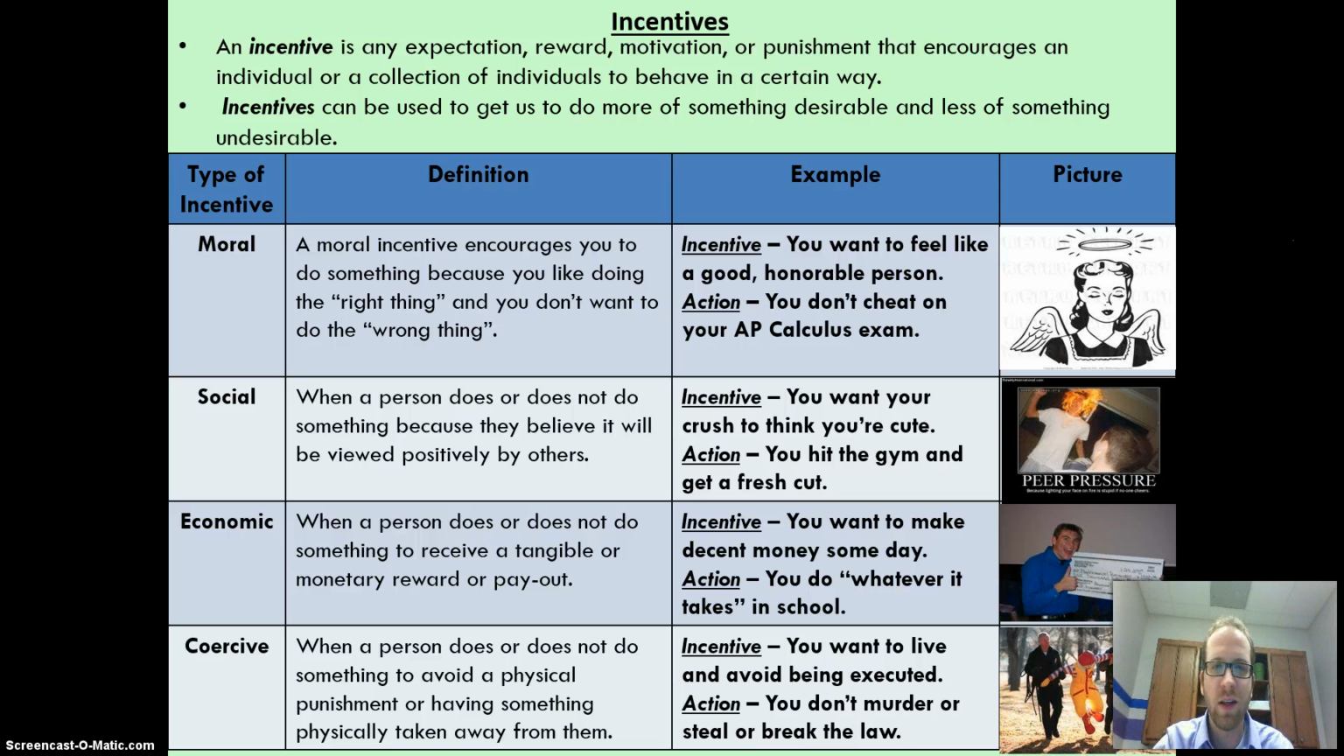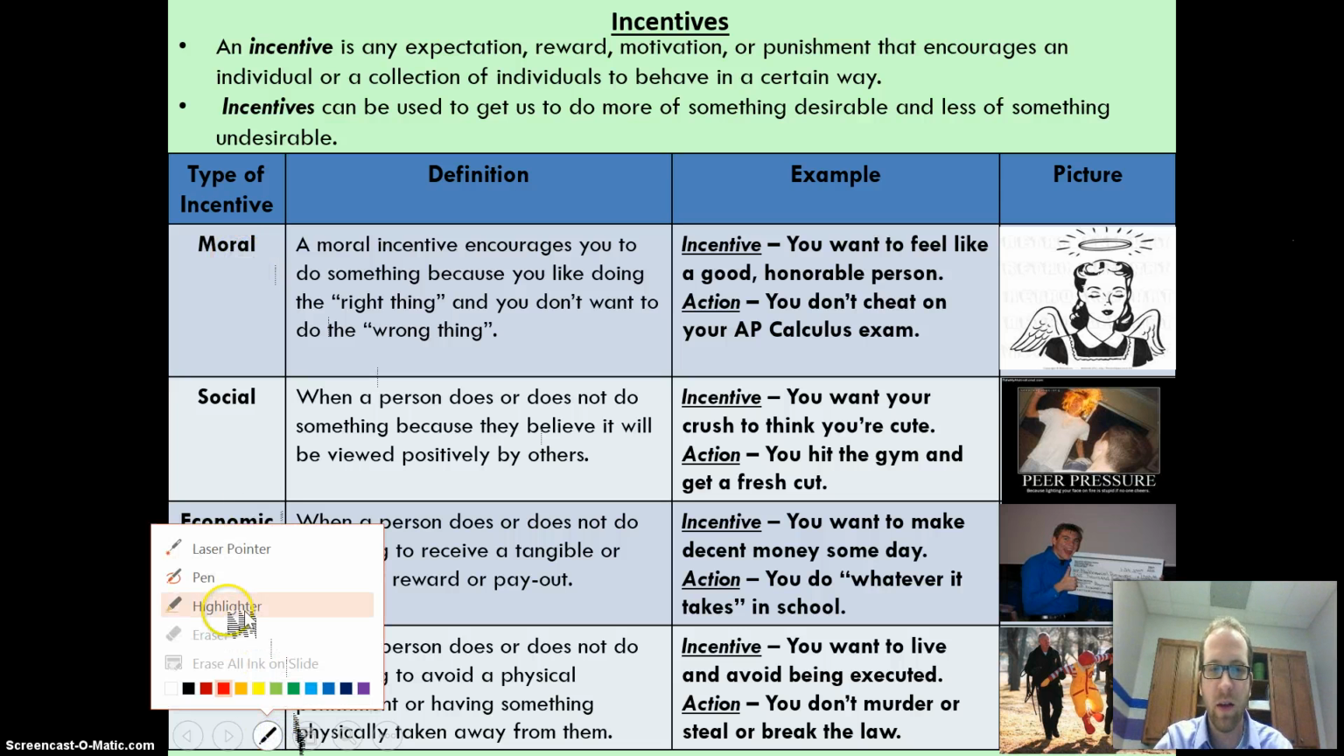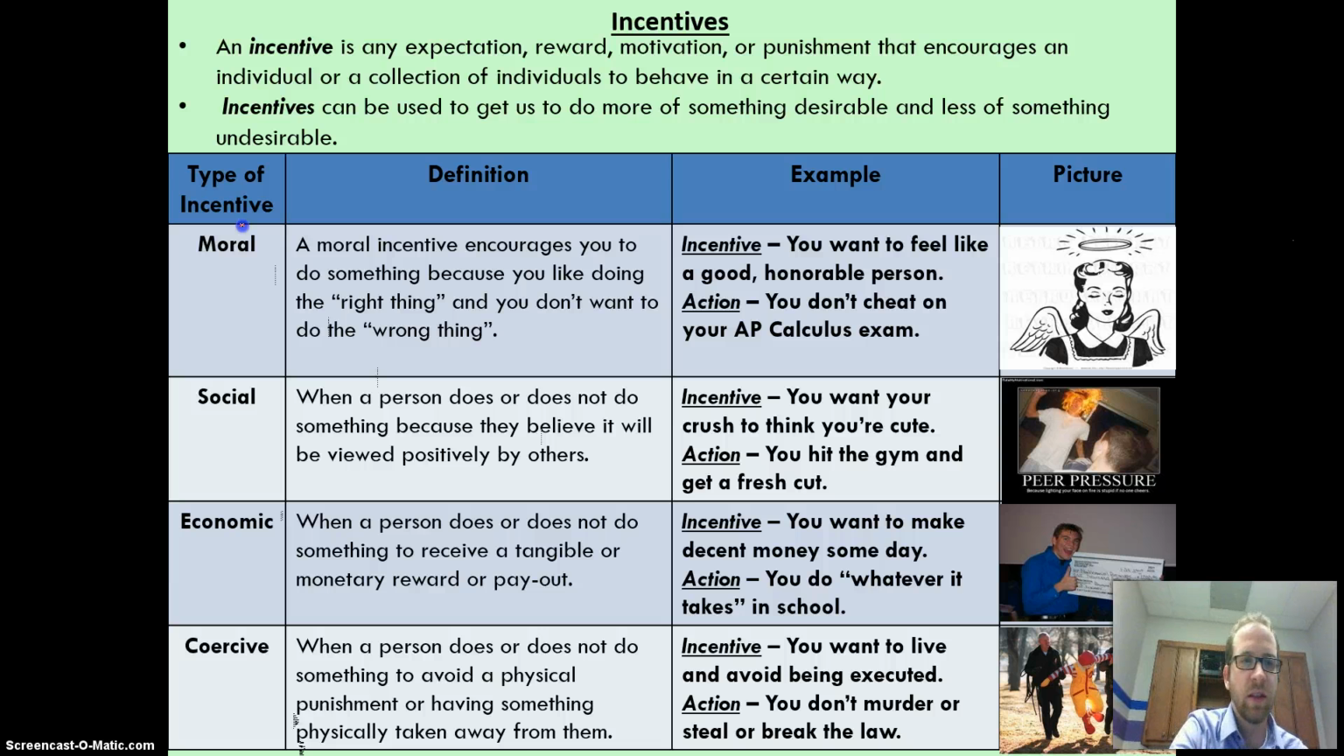And then we're going to do some various scenarios. We already did a couple of the scenarios and I'm going to talk through a few more, and then I'm going to leave you to do the rest of the scenarios on your own, and they are due in class tomorrow. So we have 4 different kinds of incentives. First we have moral incentives, then social incentives, then economic incentives and coercive incentives.